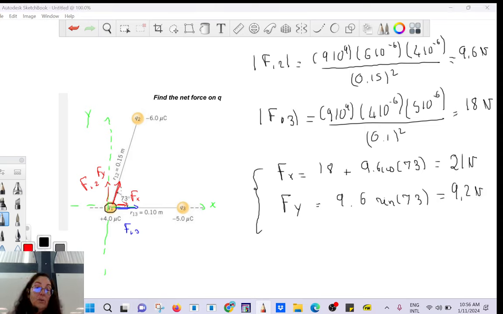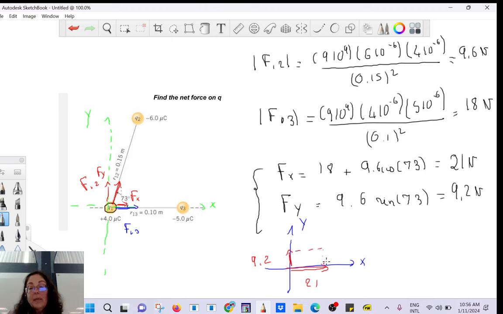So next thing you do, and don't skip this step, is to draw an x, y coordinate system. I'm going to draw the components. So it has a big x component here of 21. It has a small y component of 9.2. So that's going to be my vector. So why do I do that? Because if you want to find the direction of the vector, it's easier. You have to draw, so you know which angle you are talking about.